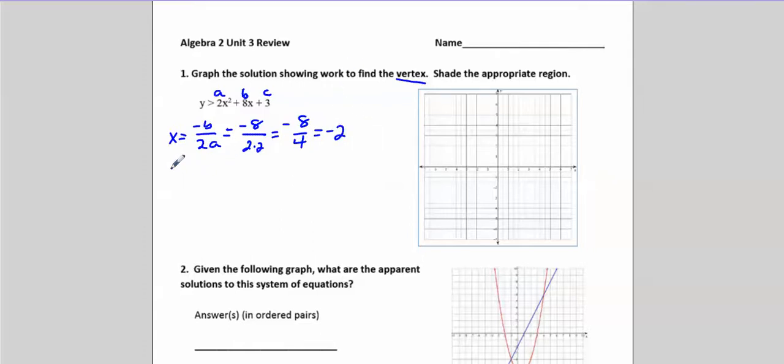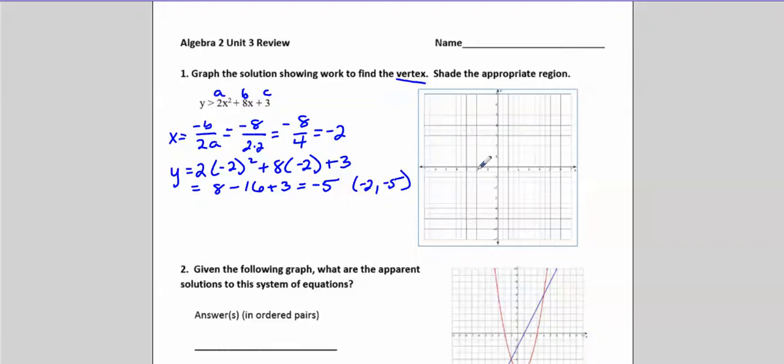To find the y-coordinate of your vertex, you plug the negative 2 back into the original. So 2 times negative 2 squared plus 8 times negative 2 plus 3. So this would be 4 times 2, which is 8, minus 16 plus 3. Negative 8 plus 3 is negative 5. So the vertex has an x-coordinate of negative 2 and a y-coordinate of negative 5.